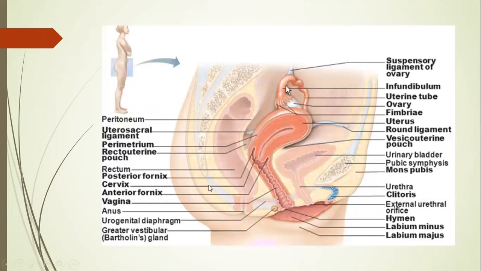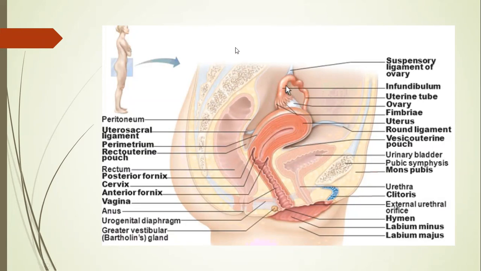So this is the female reproductive organs. Here you can see this is the uterus and this is the vagina, and these are the uterine tubes, and the main primary organ, that is the ovary, is here. So this is the ovary, and these are the fallopian tube and uterus, and this is the vagina.